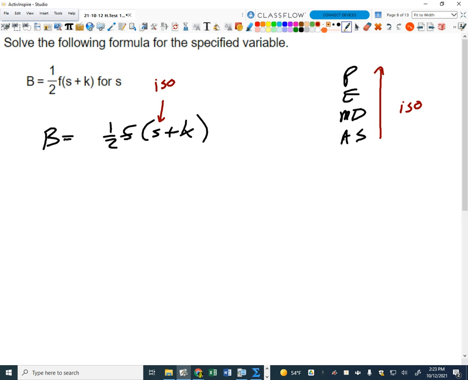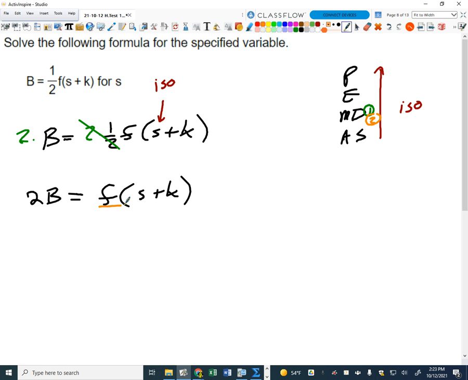Multiply by 2. Yeah, we're good. We have to undo multiplying by 1/2. So our first step would be to multiply each side by 2, and that cancels the 1/2, right? So there's one step. So that gives us 2b equals f times the quantity S plus k. Now what? Divide by f.